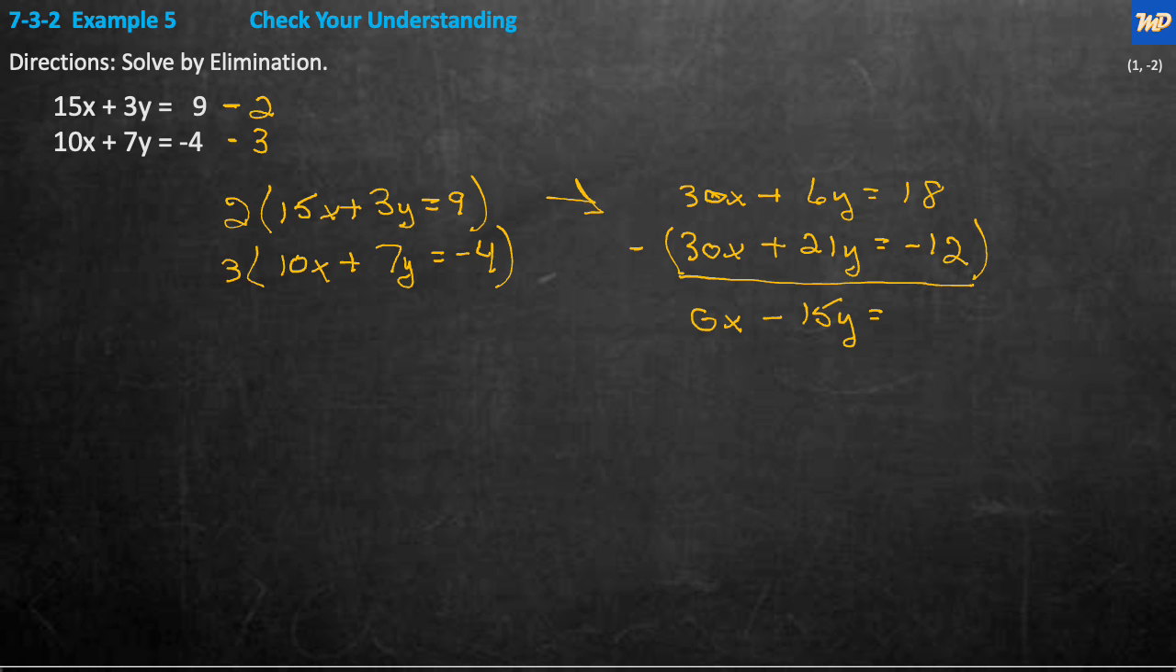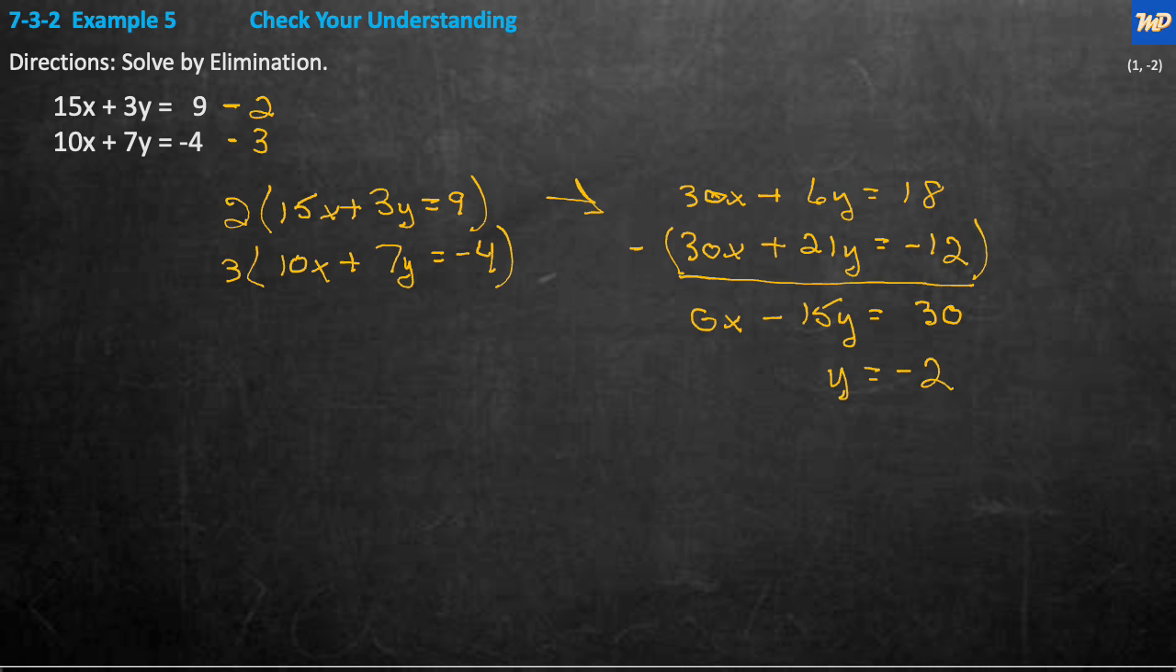And that equals what? 18 minus a negative 12 is what? 18 and 12 is 30. 18 minus a negative 12 gives you 30. So now you have y by itself. You're going to have to get it by itself. We're going to divide both sides by negative 15. So y is equal to 30 divided by negative 15, which is negative 2. So we now have our y value.